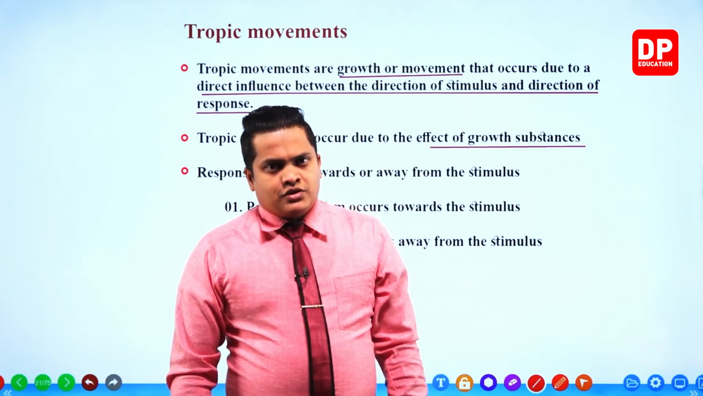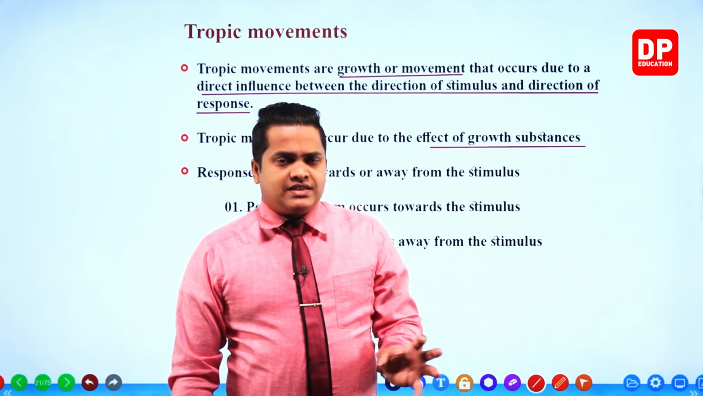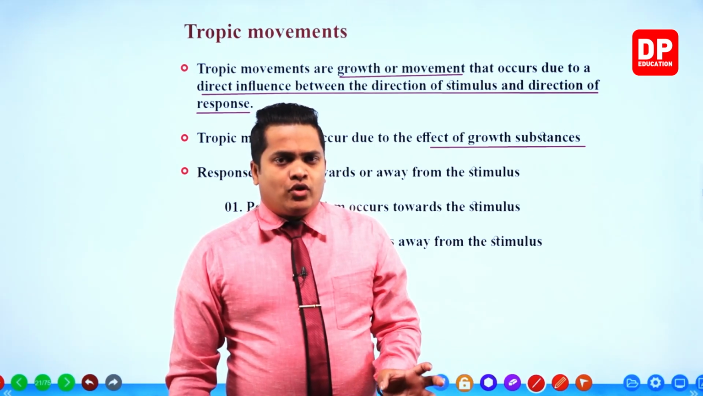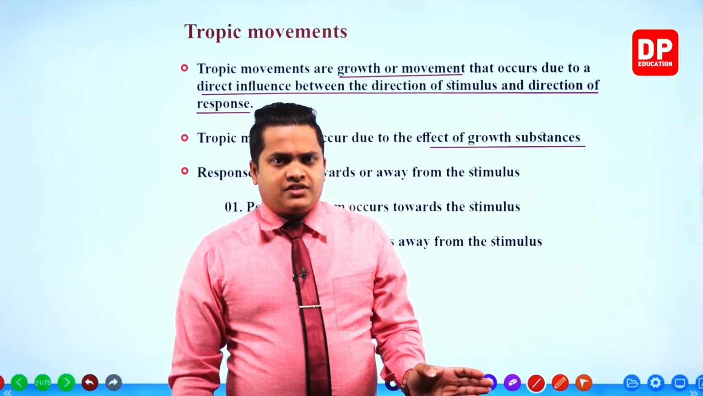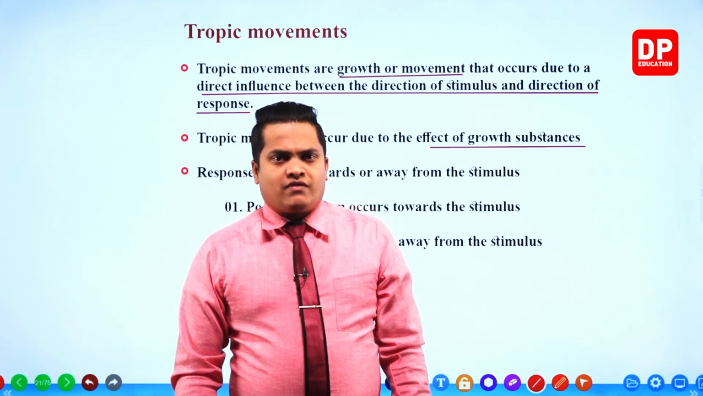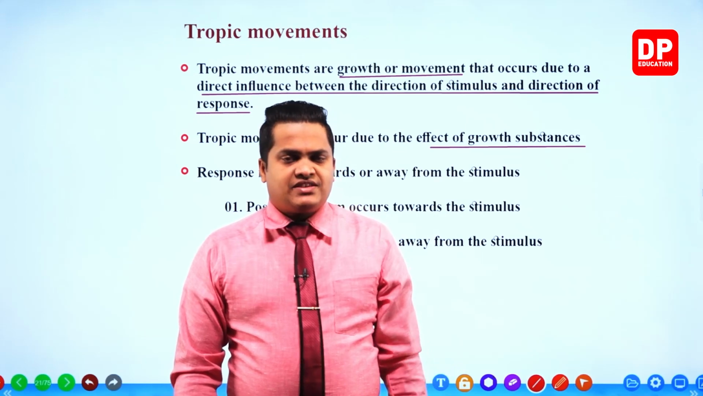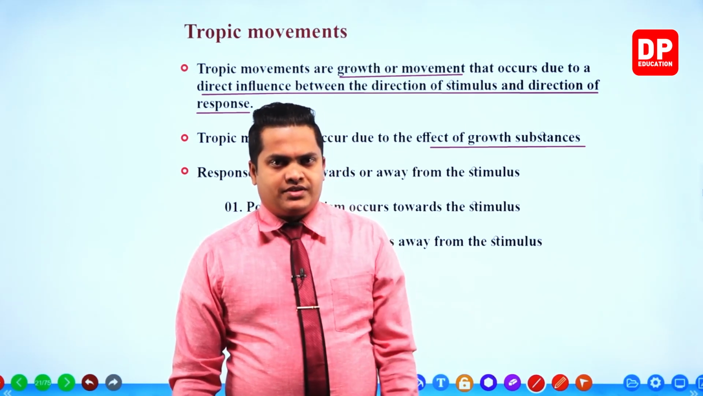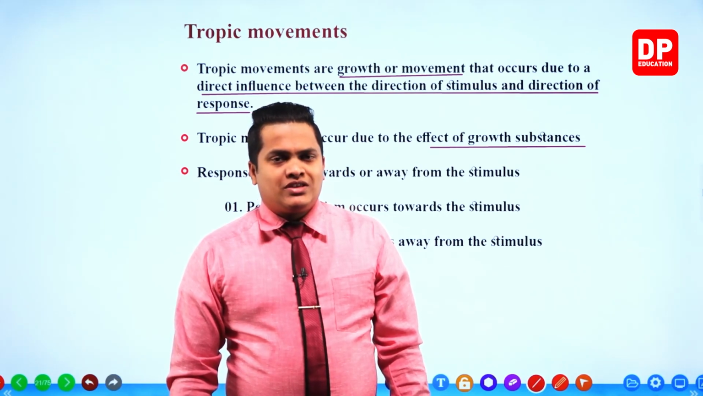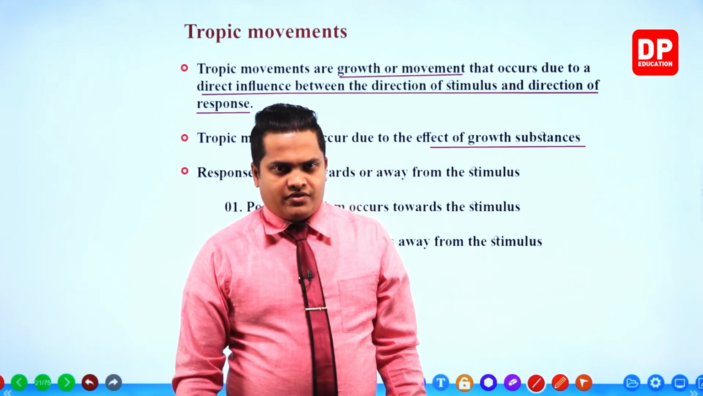So if this is going to happen towards the stimulus, then it is referred to as positive trophism. If it is going to occur away from the direction of the stimulus, then it is referred to as negative trophism, or negative trophic movement. The previous one is positive trophic movement. So these are the two types of trophic movements that we can observe.